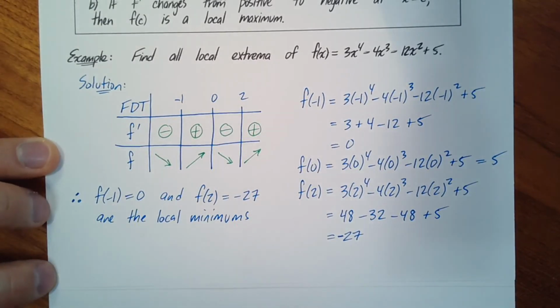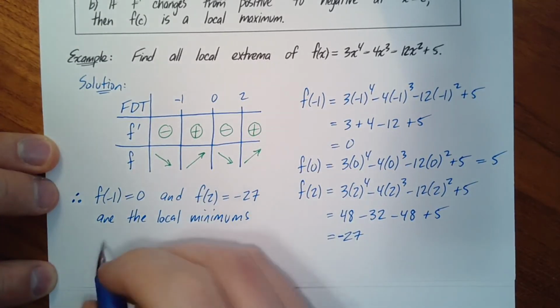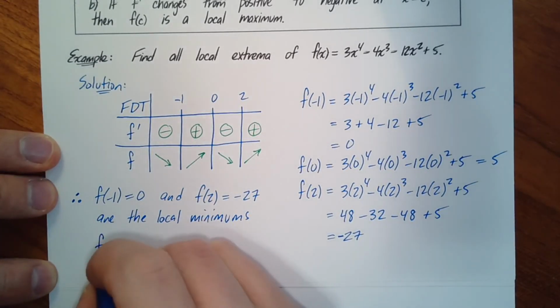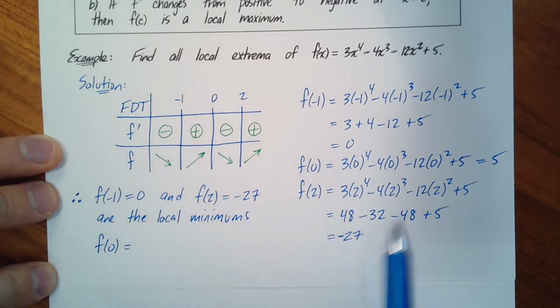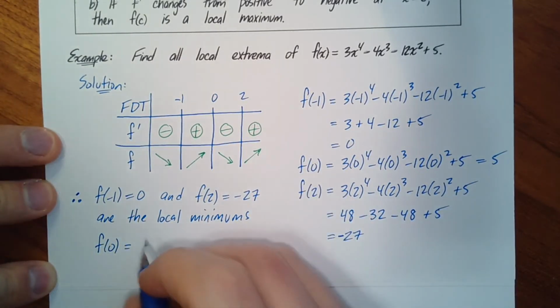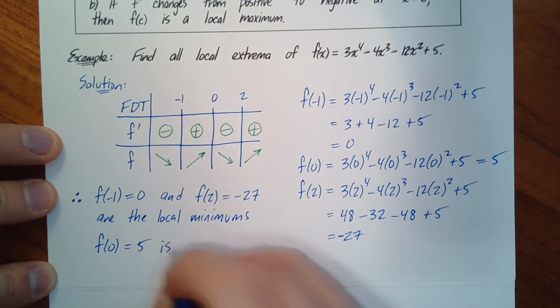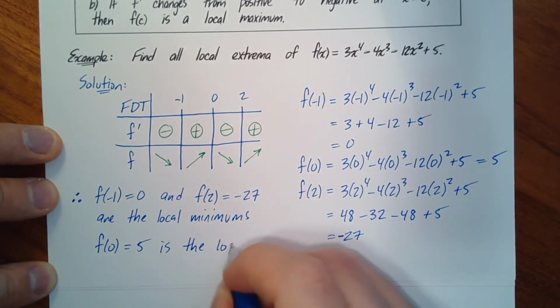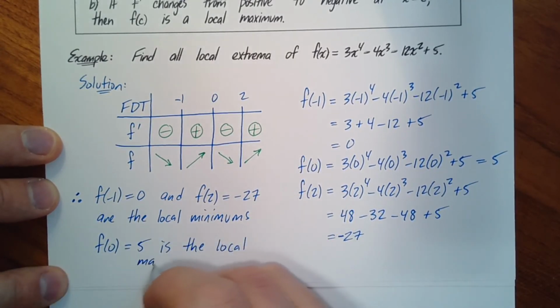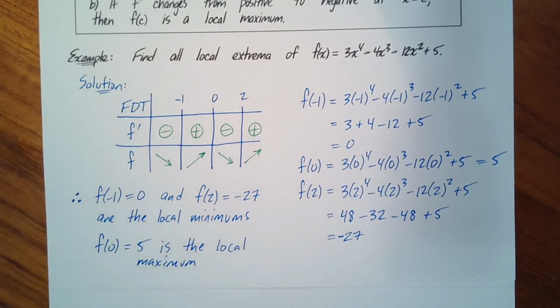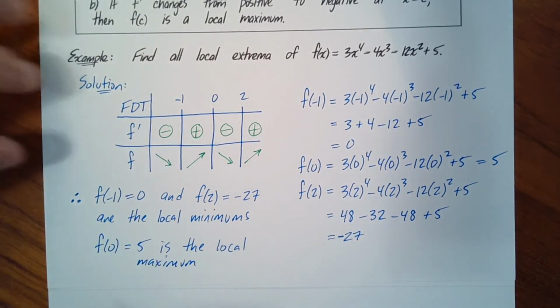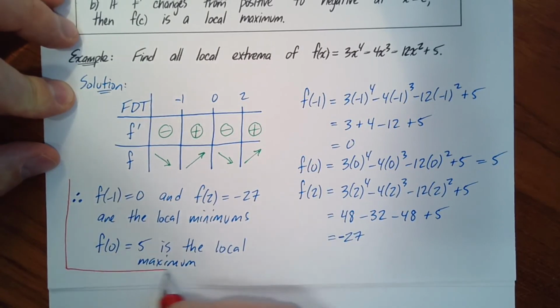And then for our local maximum, it's going to happen at 0. So let's say f of 0, which worked out to be 5, right? So we got f of 0 is equal to 5. That is the local maximum. And then that's all the information summarized at the end. That's how you want to finish these problems off.